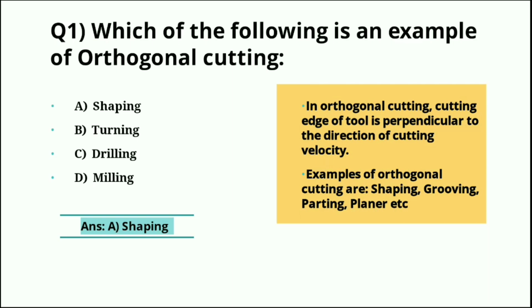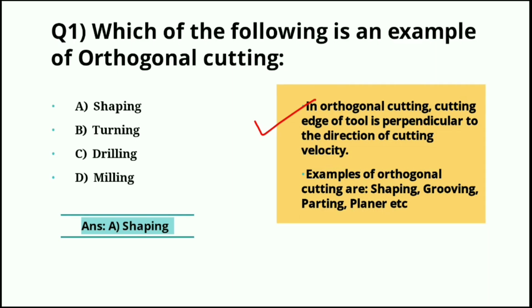We know that in metal cutting there are two types of machining, orthogonal machining or oblique machining. In orthogonal machining, the cutting edge of the tool is perpendicular to the cutting velocity. Some examples of orthogonal cutting are shaping, grooving, parting, and planing. So the right answer is part A, shaping. That is an example of orthogonal cutting. These three are the examples of oblique cutting.